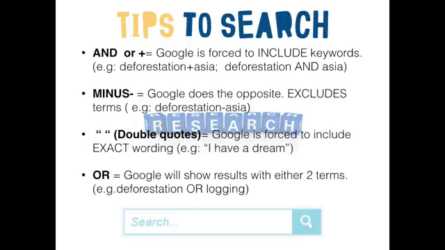So it really doesn't matter if you're typing in with capital letters or sentence case or lowercase letters. All the results are going to be included.